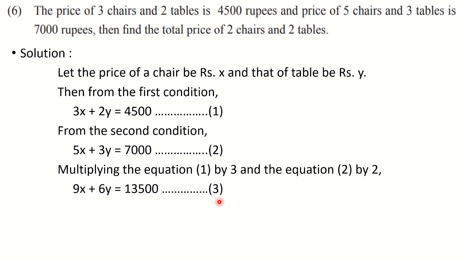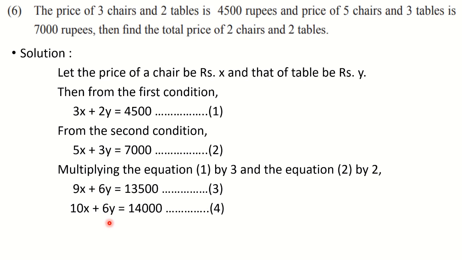Number this as 3, because we have framed a new equation by multiplying the original equation. Here we are multiplying by 2. So what are we going to get? 10x plus 6y is equal to 14,000. Number this as 4. Okay, so the equating of coefficients is done now. We have equalized the coefficients.